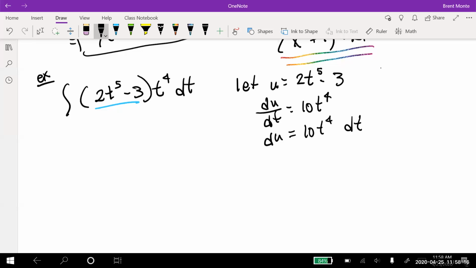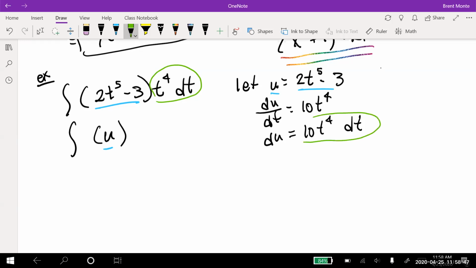Okay, now here's where a little bit goes on. We know this blue, right? That was the 2t to the fifth minus 3. That's equal to u. So let's just replace that with a u. So I know I have u. We'll put it in parentheses just so we see that. Underline that in blue. But that t to the fourth, notice here we have t to the fourth dt, but over here we have a 10t to the fourth dt.